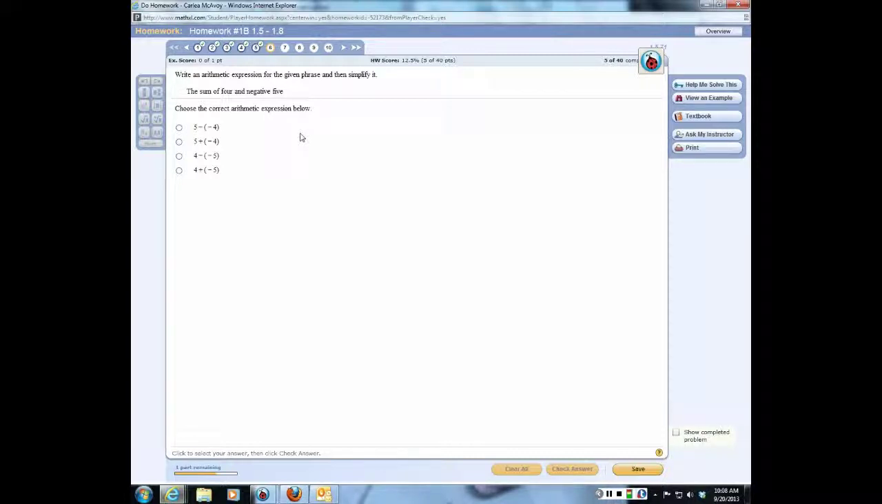Okay, write an arithmetic expression for the given phrase and then simplify it. Oh, you guys can't see what I'm saying. I'll write it down here. I'm going to write this down. The sum of 4 and negative 5. Okay. Let's take a look at what I wrote down.